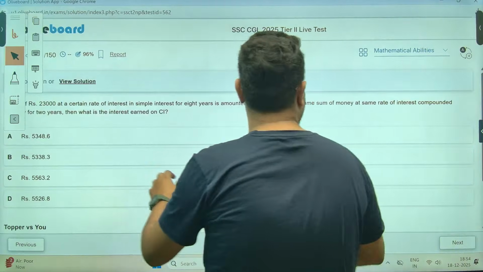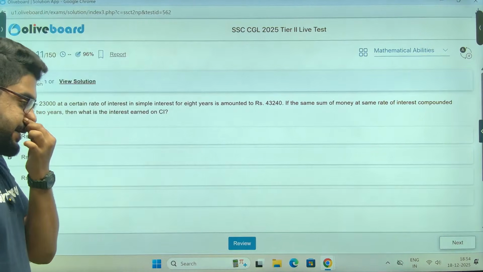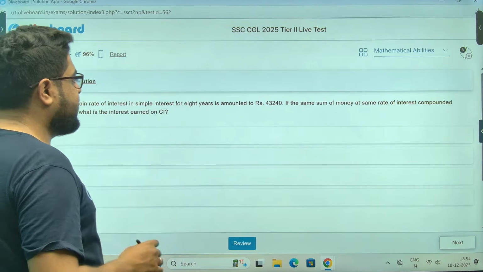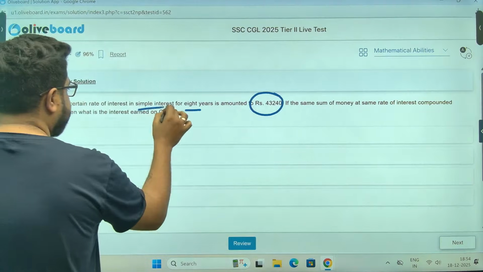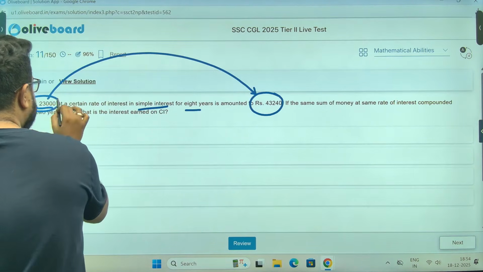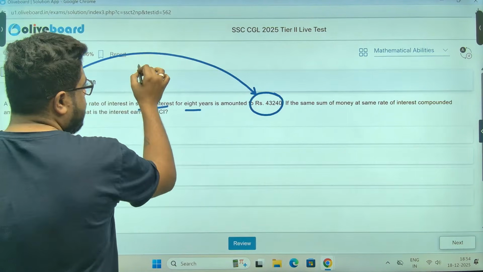That's your answer. Again, an interesting question on interest. 23,000 principal, a certain rate, 8 years, amounts to this. Simple interest? Yes, sir, simple interest. Let's calculate the rate of interest. How much is the interest? 23,000 becoming 43,240.